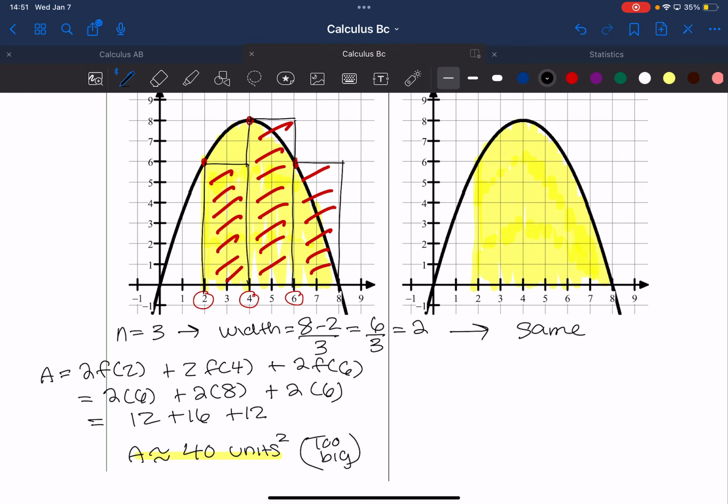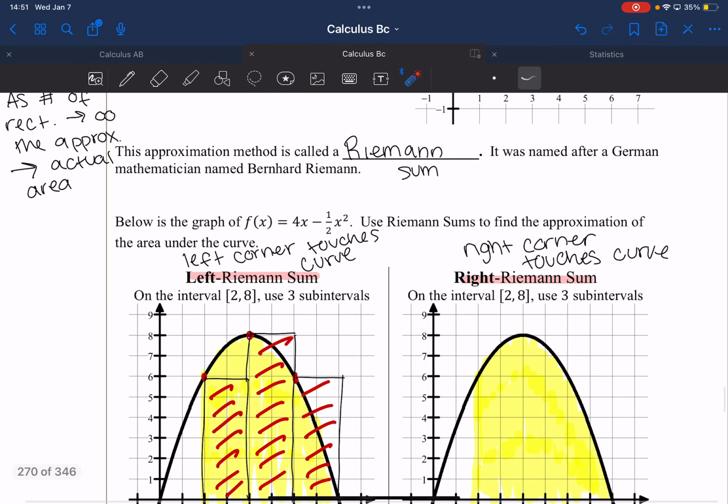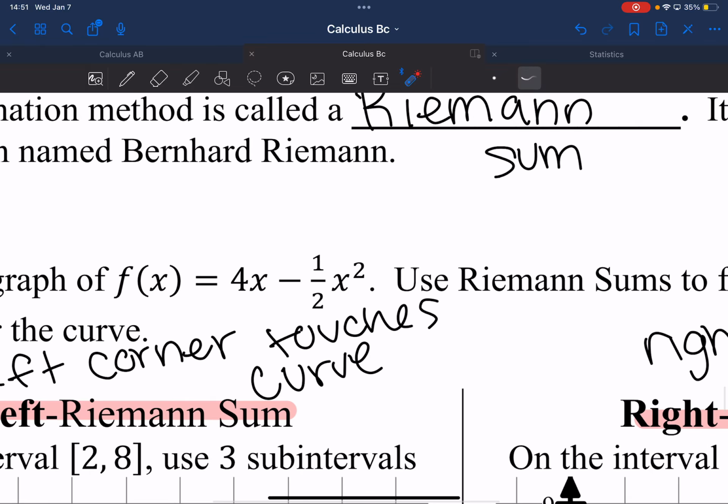Yes. When it says f of 2, f of 4, f of 6, where do we get those values from? Like the 6 and the 8 and the 6? You could either look at the graph. So for example, f of 2 is 6. F of 4 is 8. And f of 6 is 6. Or you could go back up here. The equation's here. You could plug it in. Okay.